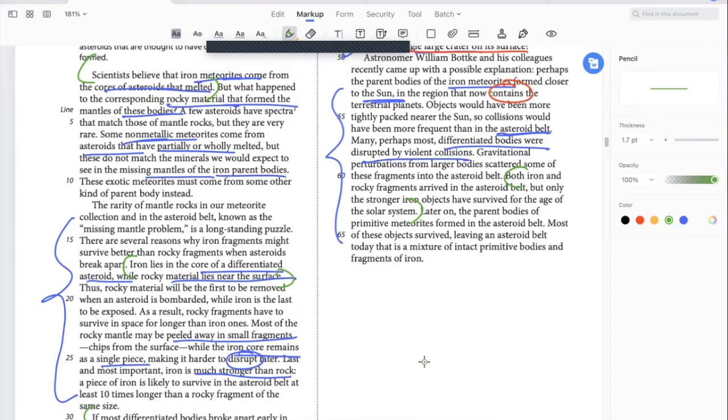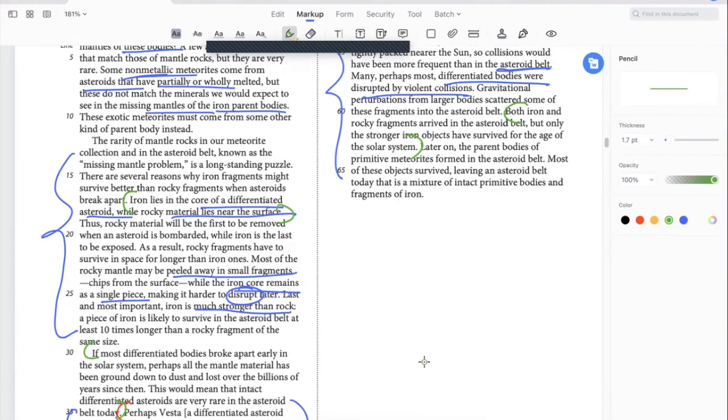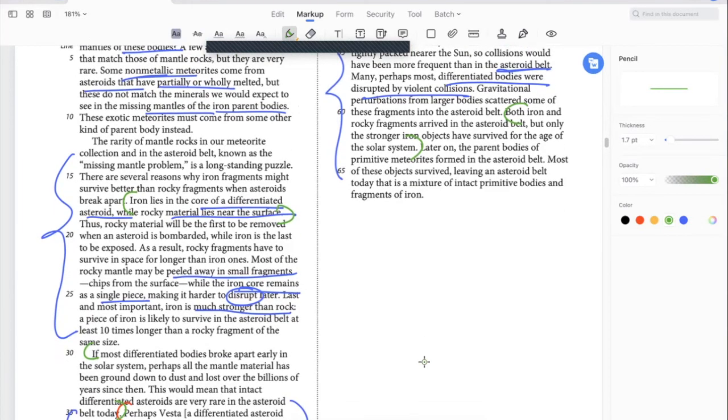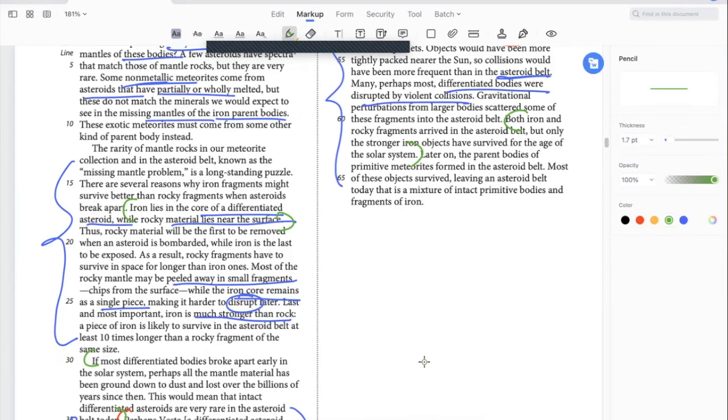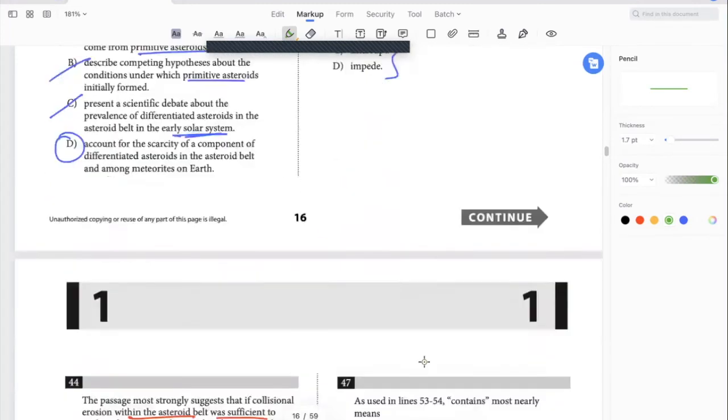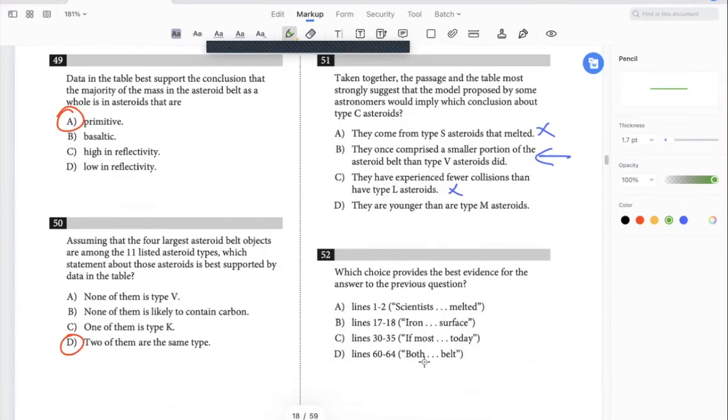Later on, the parent bodies of primitive meteorites formed in the asteroid belt. Okay. I see that there is a very clear explanation of age, that the differentiated bodies are older than the primitive asteroids, right? Because they both arrived in the asteroid belt, but only the stronger ones have survived in the age. And then the parent bodies of primitive meteorites formed, right? So I'm definitely looking at the option that talks about age now.